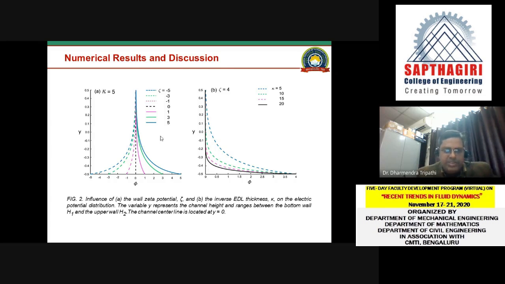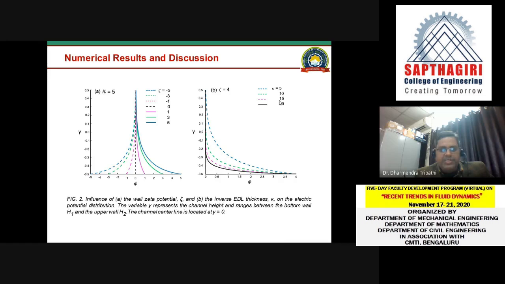Okay, so this is the distribution of the potential. This phi is the potential, and we have seen the potential distribution with different zeta potential. You can see how it is distributed along the transverse direction. Second, this kappa is the inverse of the electric double layer thickness, so it is also important. Whatever key parameters are involved in your physical problem, you have to analyze and discuss all their effects.